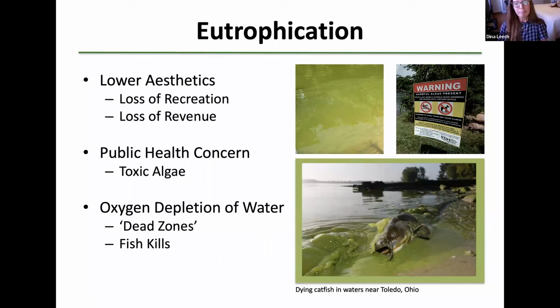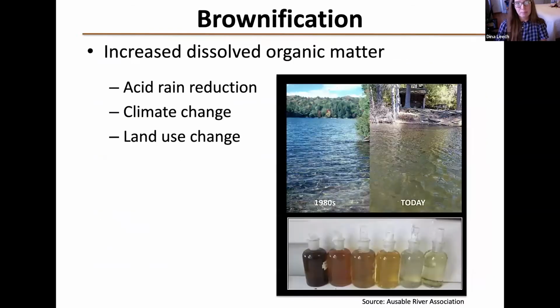Environmentally, we worry because they can result in something that we refer to as a dead zone. So we lose oxygen as a consequence. As that algae begins to die and is decomposed by bacteria, that uses up the oxygen in the system. And so when you have low to no oxygen, that can lead to a fish kill. Like you see here, this poor catfish in an algal bloom in the waters near Toledo, Ohio. So eutrophication, not a good thing.